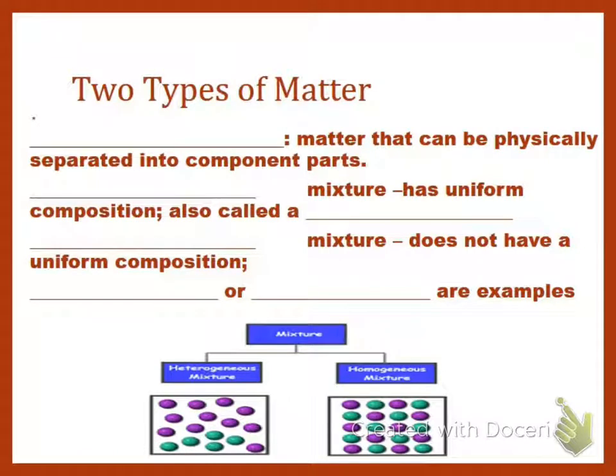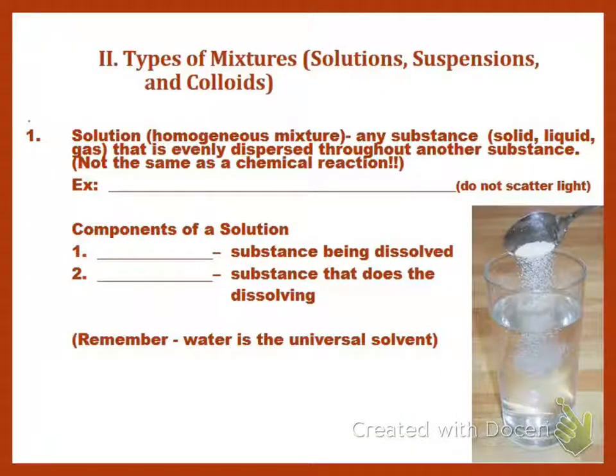Within your types of mixtures, oh, that's the same one. I was like, what is going on there? There we go. Okay. Types of mixtures, solutions, of course, are homogeneous mixture. Any substance, solid, liquid, or gas that is evenly dispersed throughout another. It's not the same as a chemical reaction. Remember, when I dissolve something in water, it forms a solution, but it is not a chemical reaction because if I evaporate that water, I can get it back out.